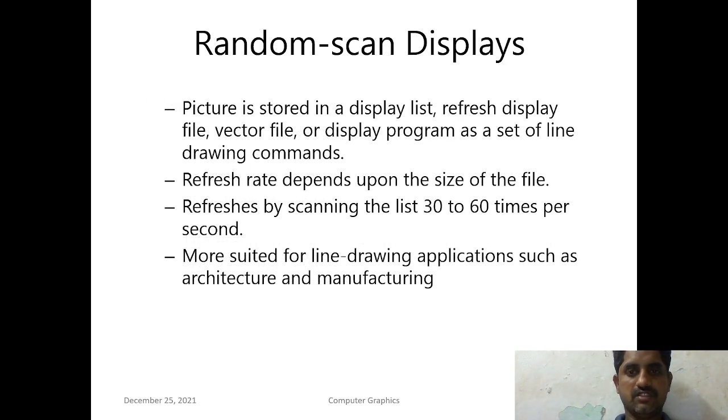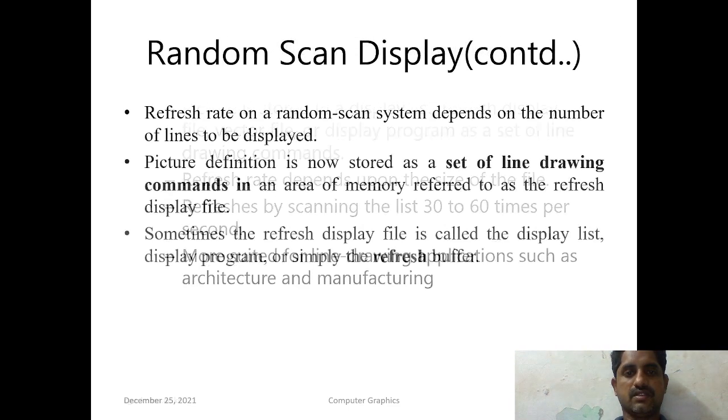The picture is stored in a display list, refresh display file, vector file, or display program as a set of line drawing commands. The refresh rate depends upon the size of the file. It refreshes by scanning the list 30 to 60 times per second. It is more suited for line drawing applications such as architecture and manufacturing.